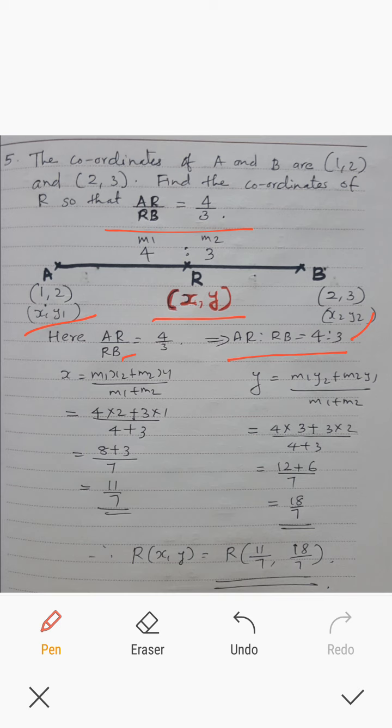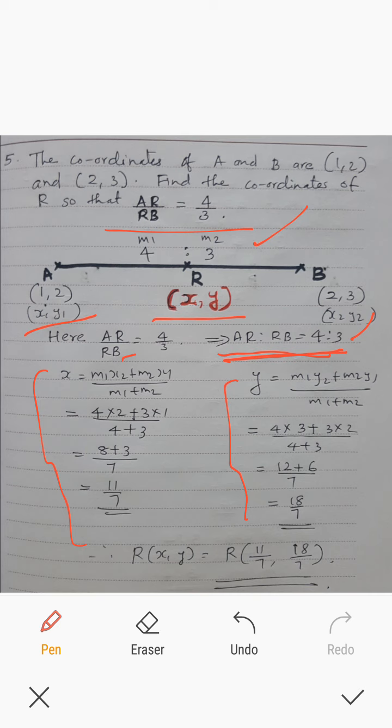So to find the coordinates of the point of division, both the end points are given and the ratio of division is also given. The only change is that instead of giving AR is to RB, it is given as AR divided by RB equal to 4 by 3. So just remember, AR by RB equal to 4 by 3 means AR is to RB equal to 4:3. That's all. Now the same procedure, x coordinate and y coordinate.